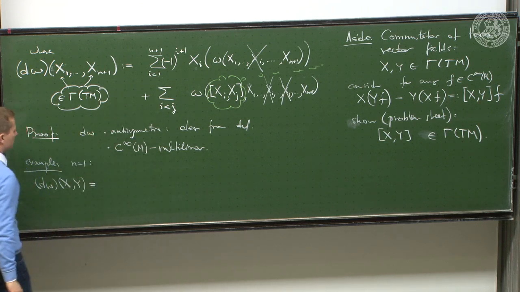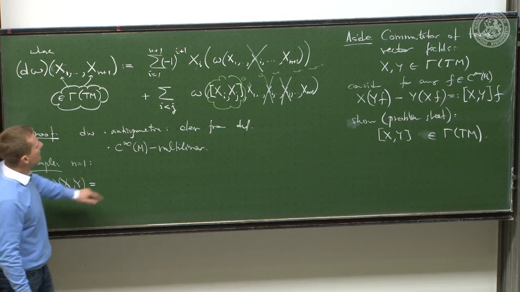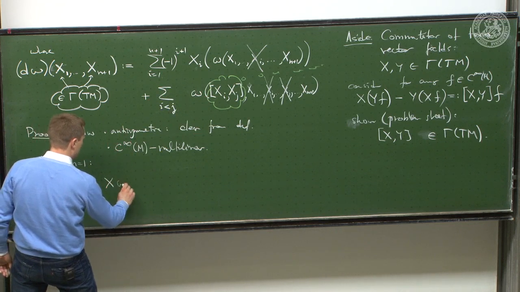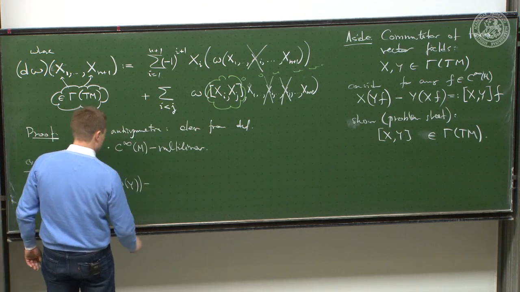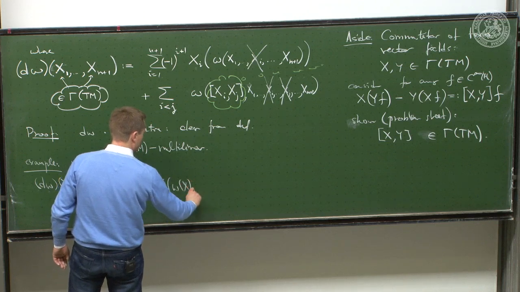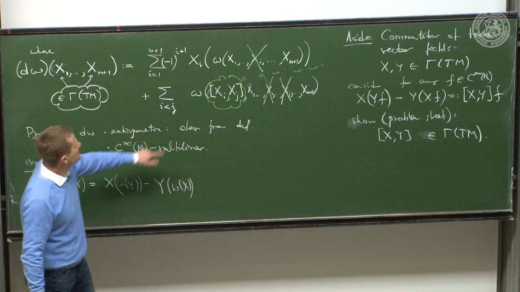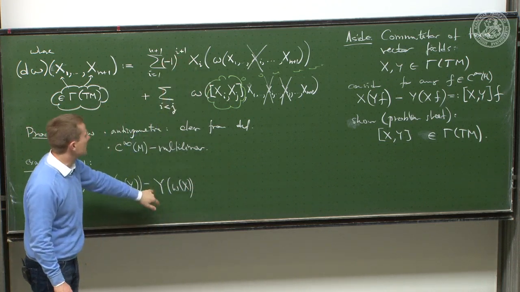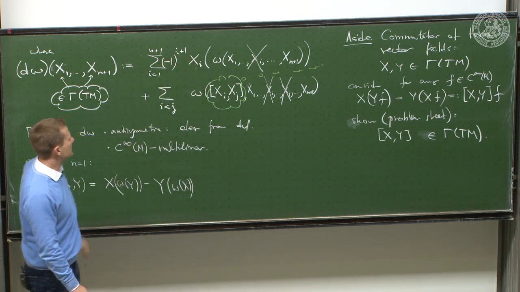So according to the definition, what do I have to do? I take the first one, then the second one. So I take the X and let it act on the omega as it acts on Y, minus I take the Y and let it act on omega as it acts on X. And X is the first entry, and so it's 1 plus 1 is 2. The sign goes, here the sign stays. That's already this entire sum.